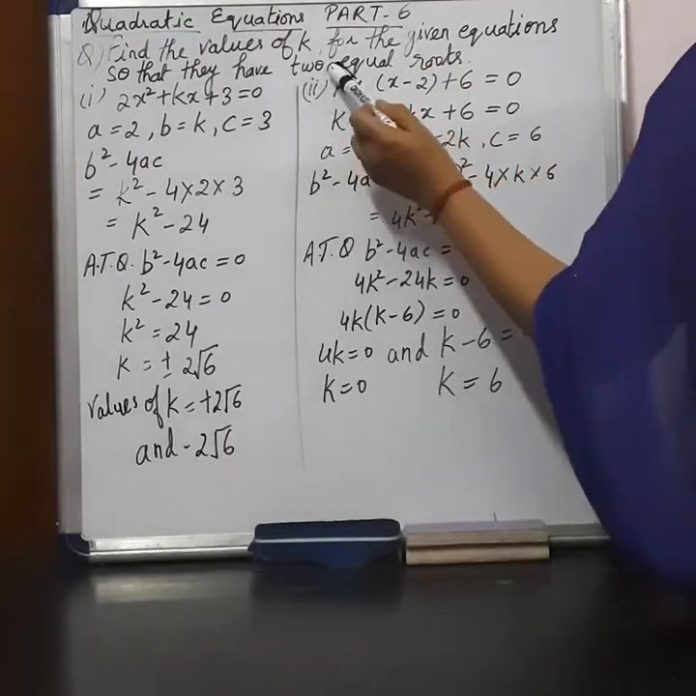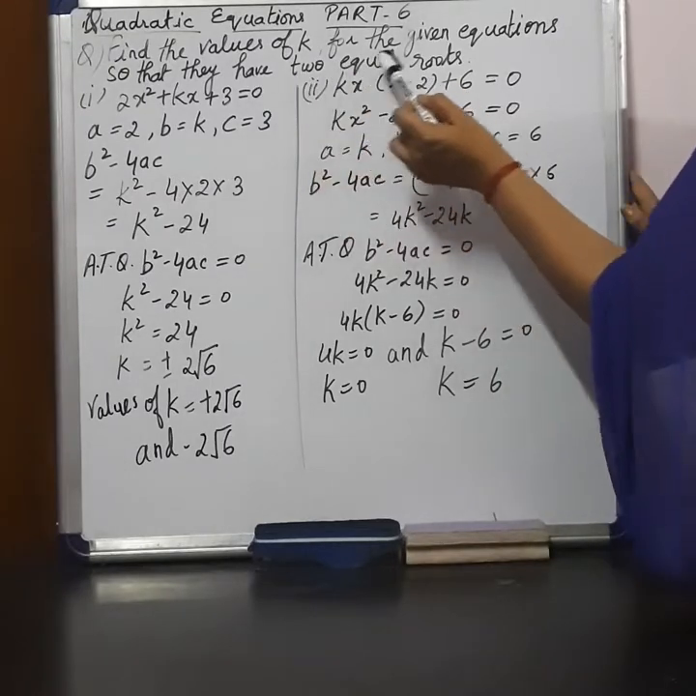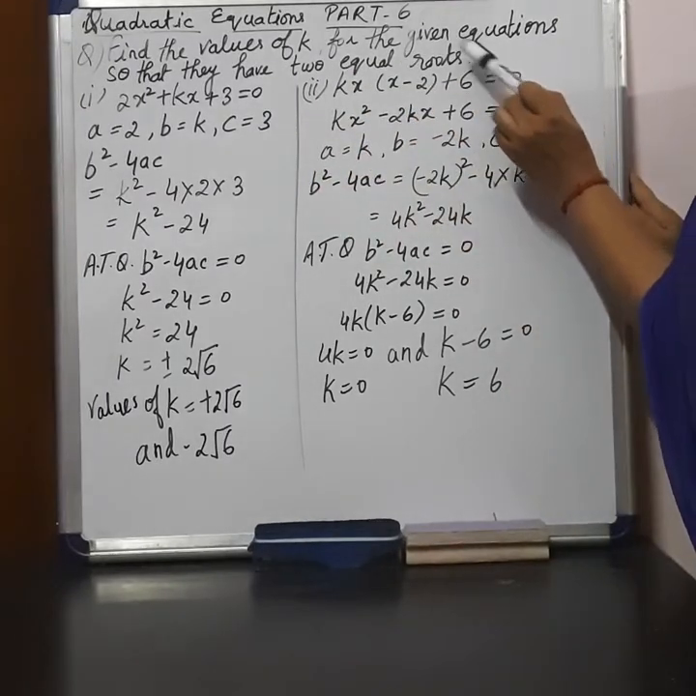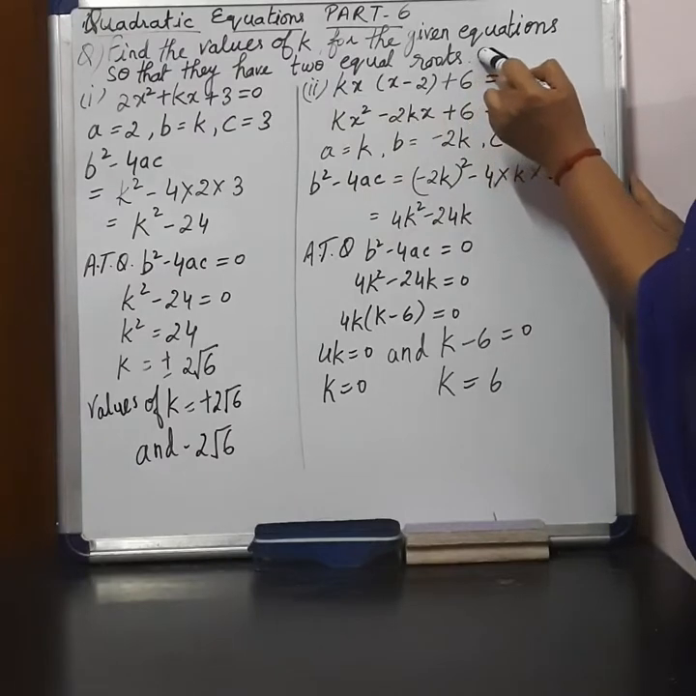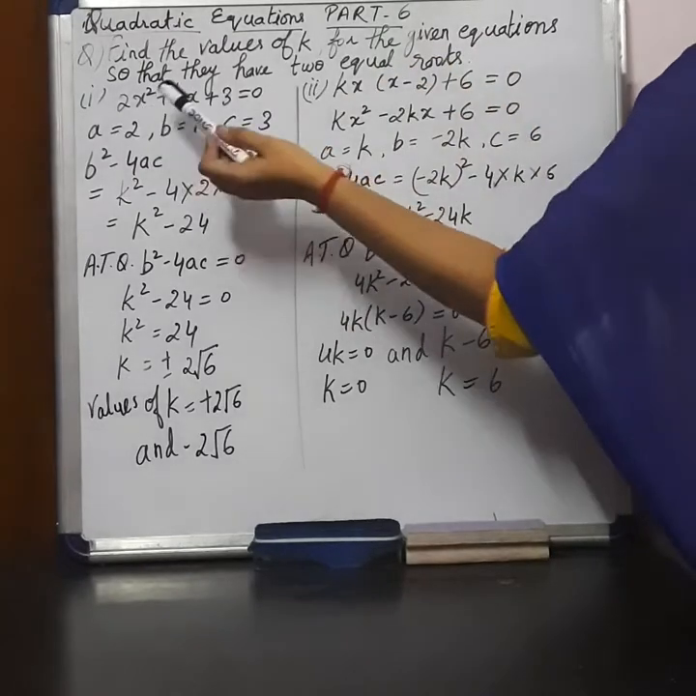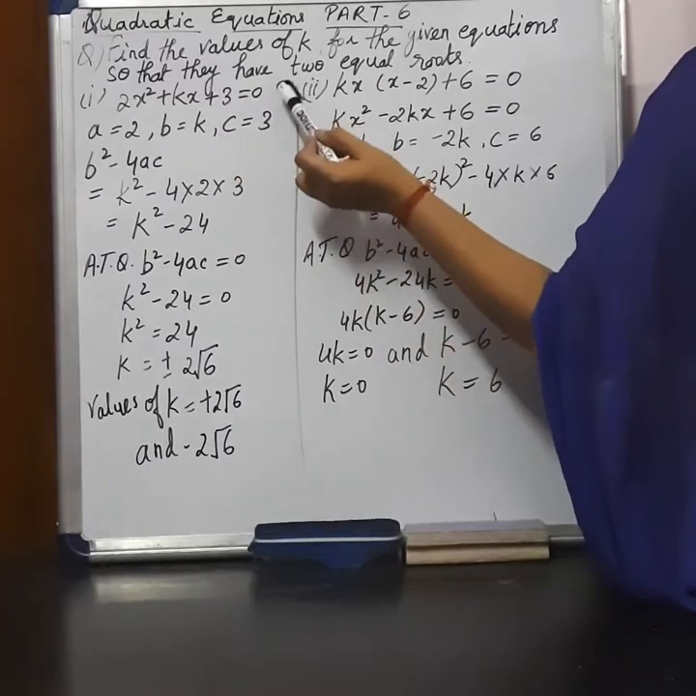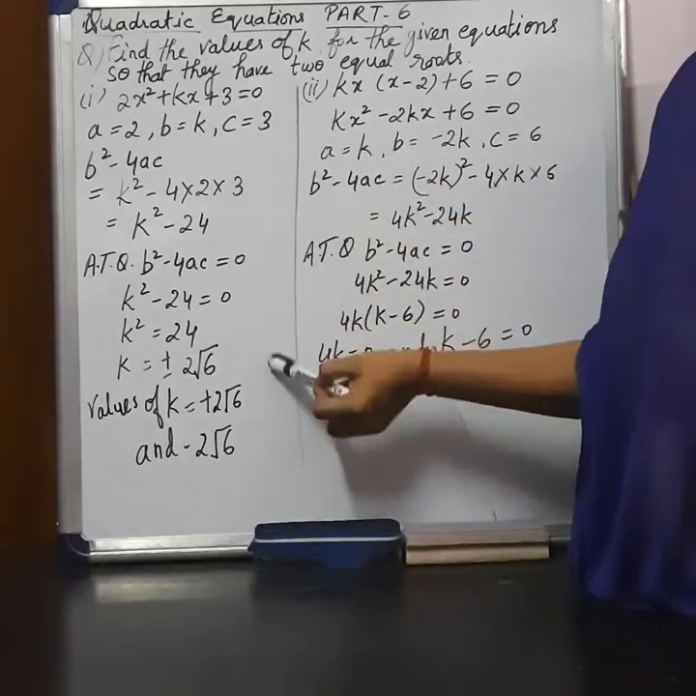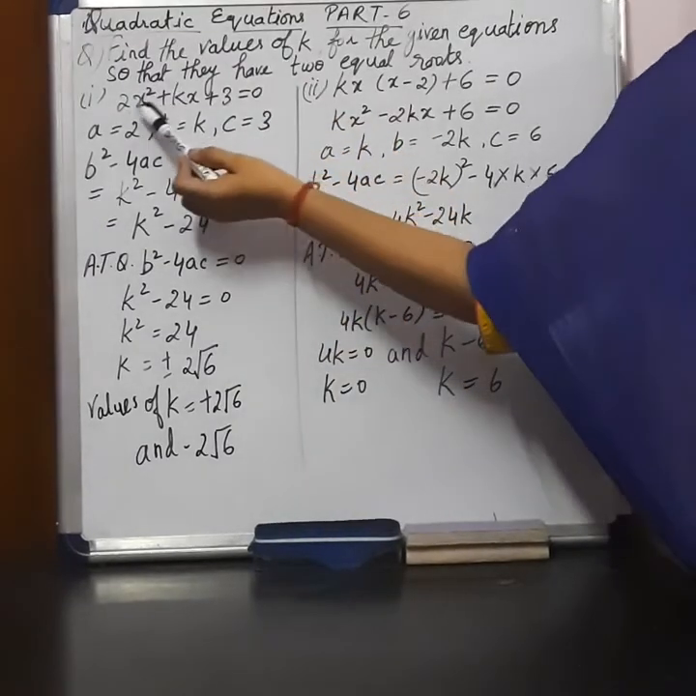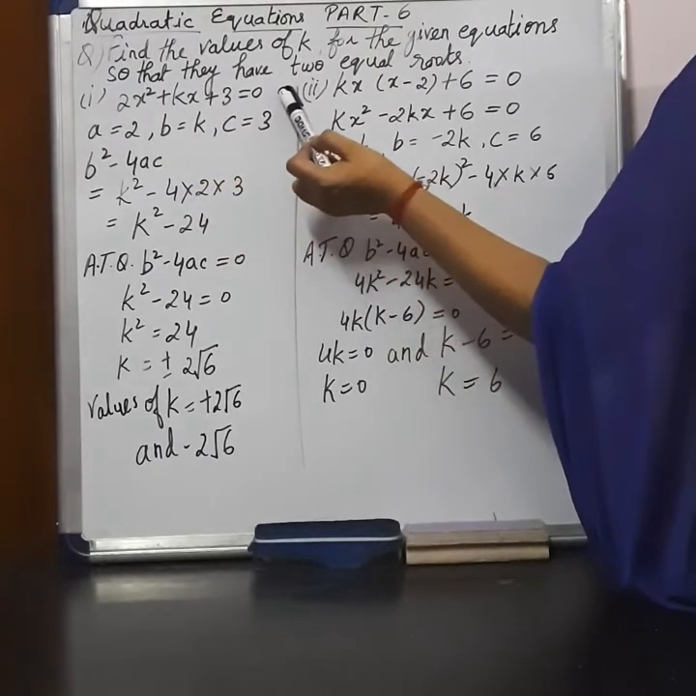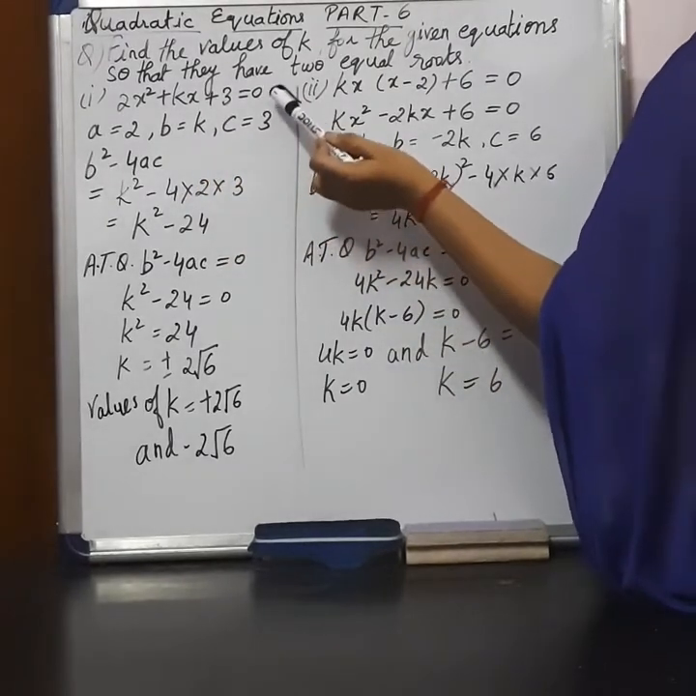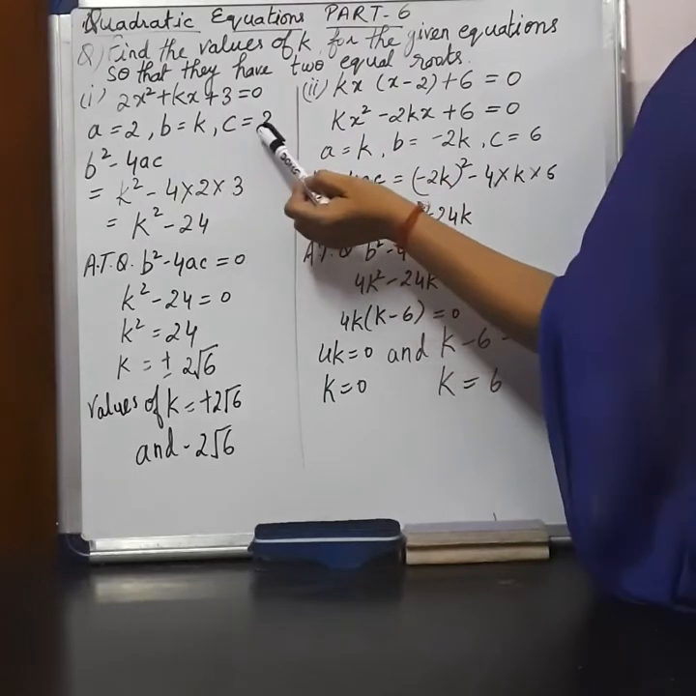So what is the given condition? They have two equal roots. When we have two equal roots, what is the value of b square minus 4ac? It should be 0. So first of all, these equations: we have 2x square plus kx plus 3 is equal to 0. First I will explain this equation. 2x square plus kx plus 3 is equal to 0. First you will find the values of a, b and c.